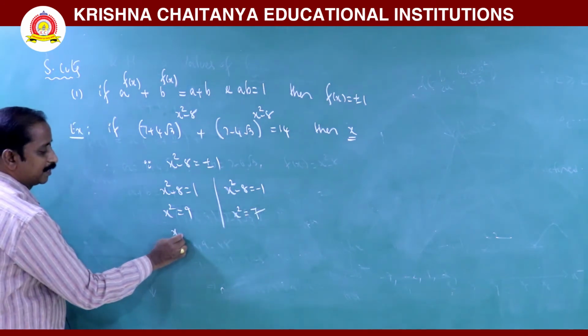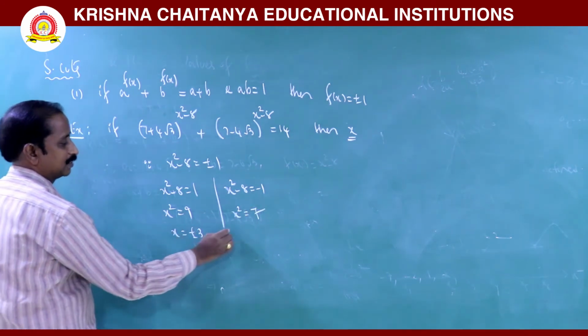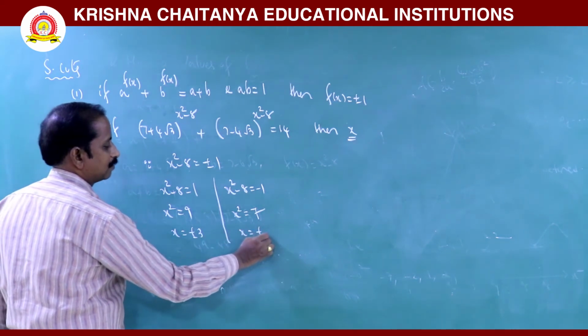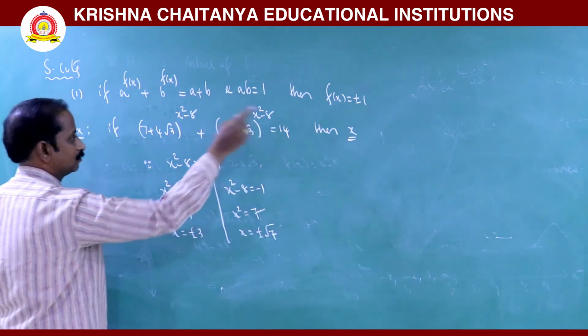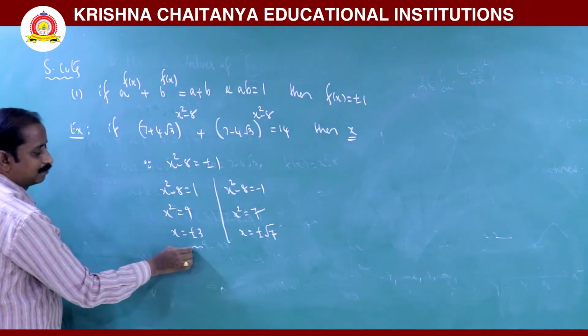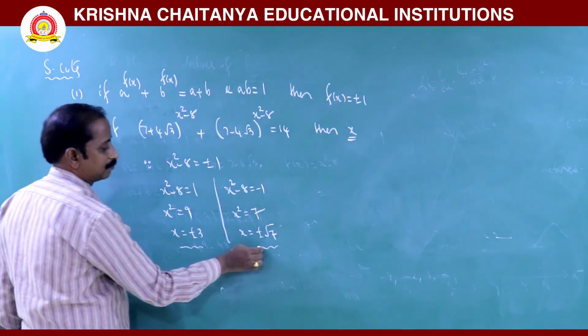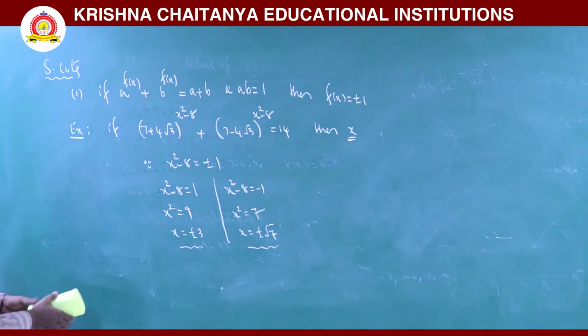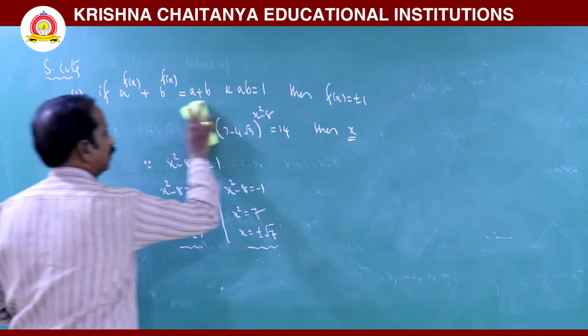X square is equal to 9, then x is equal to plus or minus 3, x is equal to plus or minus root 7. So the value of x nothing but plus or minus 3 and plus or minus root 7. Next come to another one.